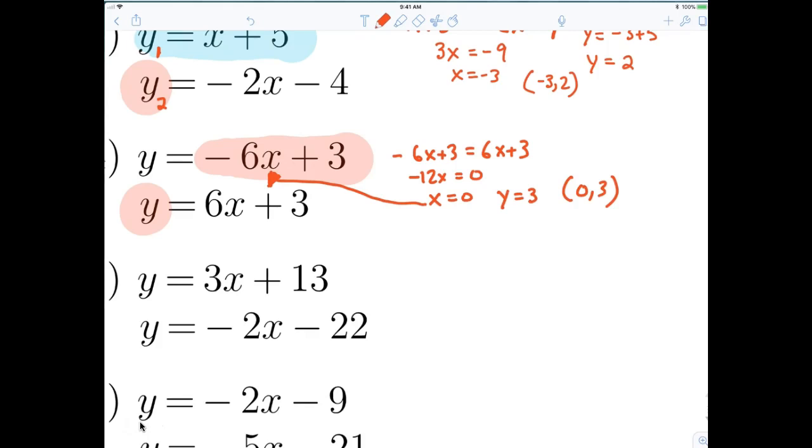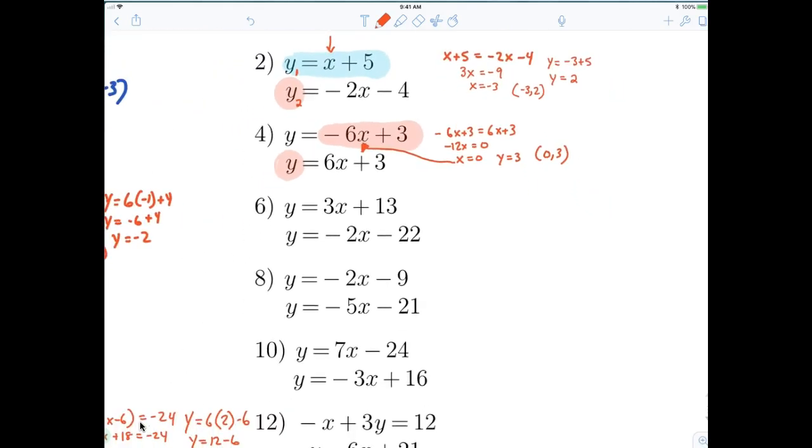0, 3. All right? Please verify with your calculator. Everybody good with that? Yes. At 0, 3, I mean on this one, I got 0, 3, but on the first one, I got this really weird answer. That's because you didn't type it in correctly.